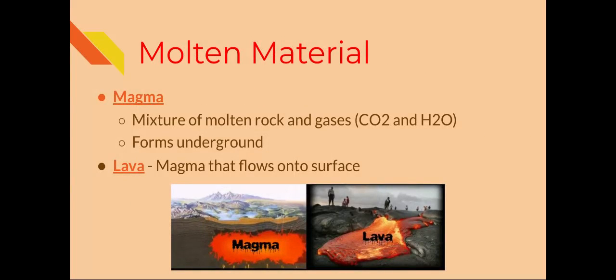Molten material is the next thing I want to talk about. We use two different terms, magma and lava, and they have a difference. Magma is the molten material that forms underground. It's a mixture of molten rock and gases. And then lava is going to be the magma that flows onto the surface, and we use a different term when it reaches the surface. And this is because those gases that were once inside of it are no longer there.